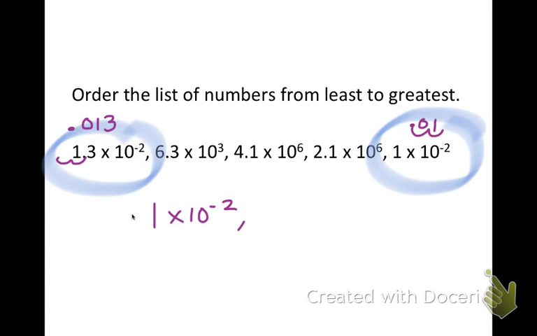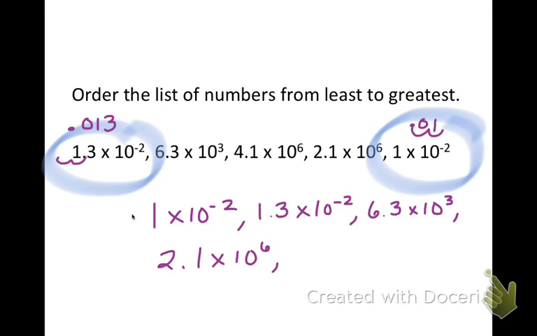And the second one is the one on the left, 1.3 times 10 to the negative 2. The third one is, what's going to come next? 6.3 times 10 to the 3rd power. And the fourth one is 2.1 times 10 to the 6th power. Why did you choose that over this, Colin? Because it's smaller than, good. So 2.1 times 10 to the 6th, then 4.1 times 10 to the 6th.